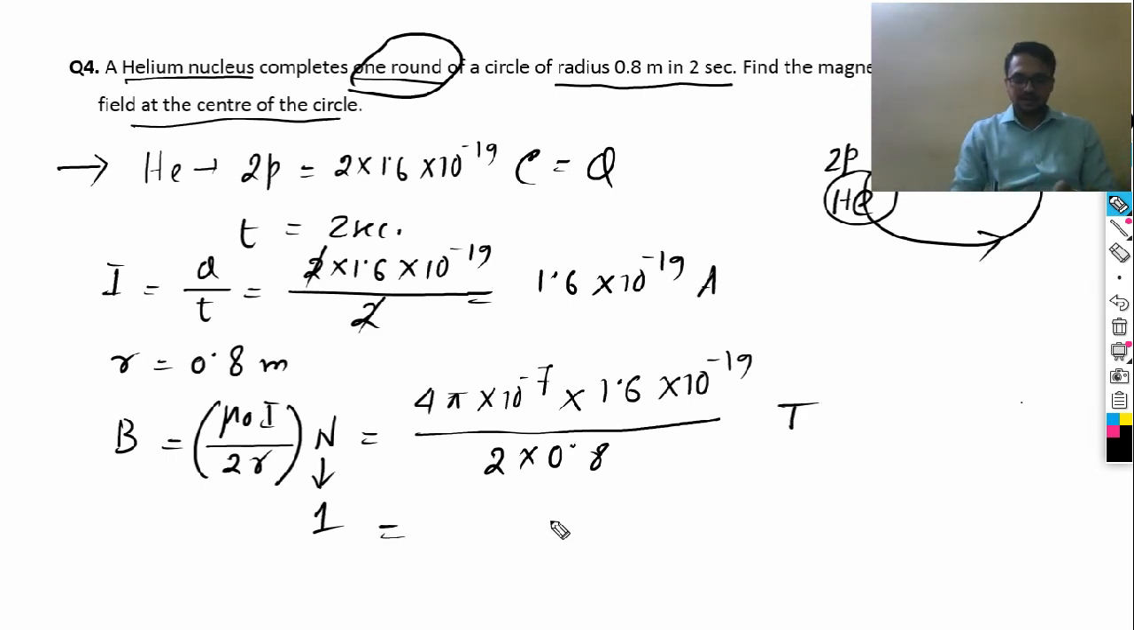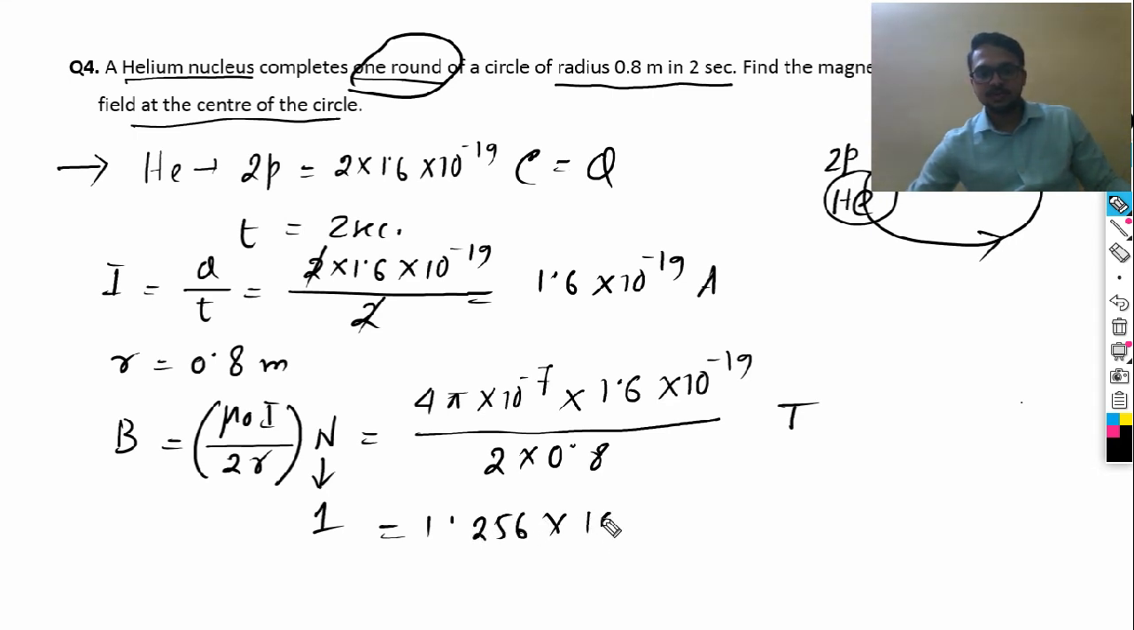Again, use your calculator. 4 into pi into 10 to the power minus 7 into 1.6 into 10 to the power minus 19, divided by 2 by 0.8. So the answer is 1.256 into 10 to the power minus 25 Tesla. Okay, so this much you have to do here. This is the correct answer.